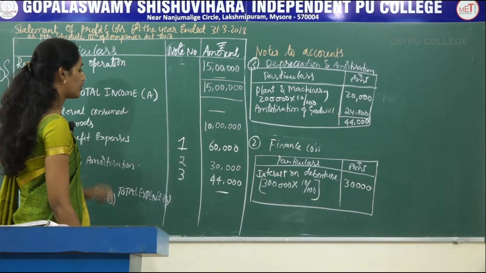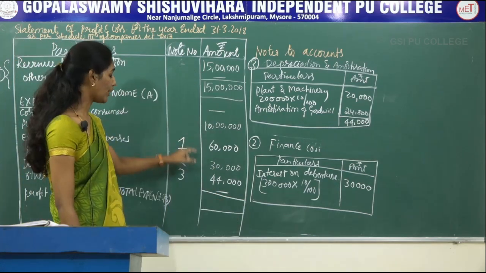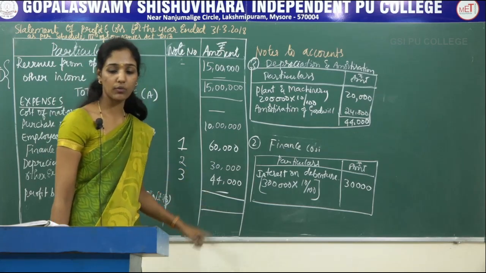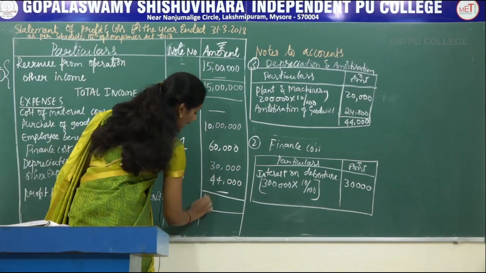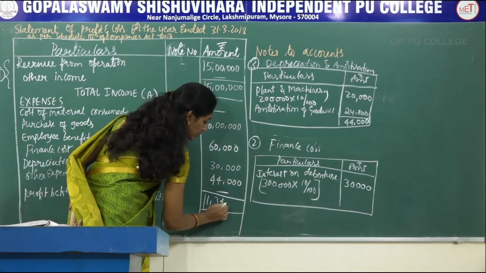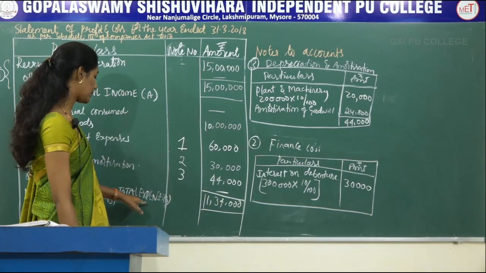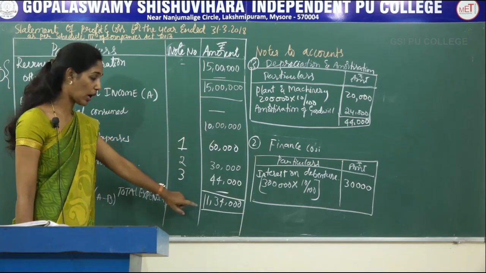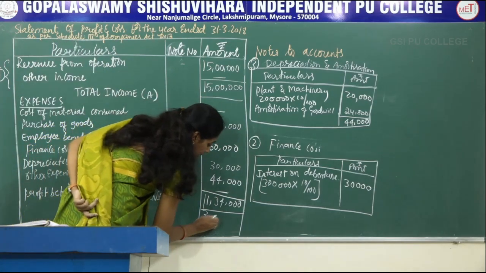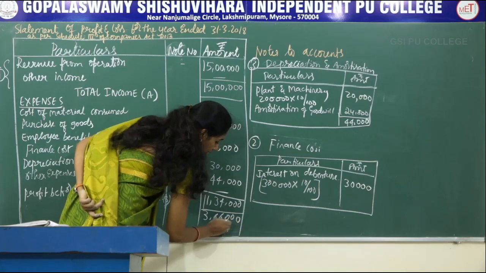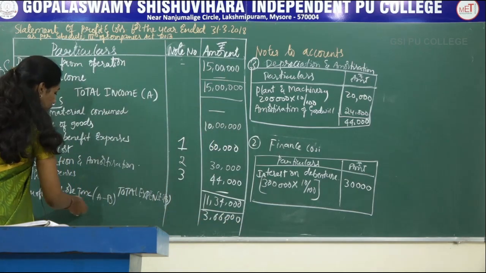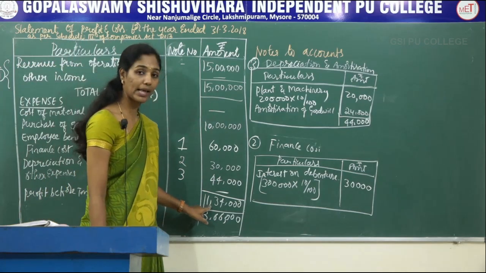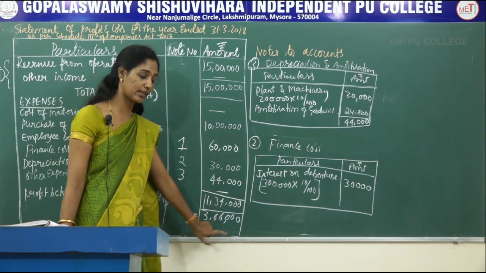So now we have to find out the total expenses. When you add all the expenses together, 10 lakh plus 60,000 plus 30,000 plus 44,000, you will get 11 lakh 34,000. Next, you have to deduct total expenses from the total income. 15 lakh minus 11 lakh 34,000, you will get 3 lakh 66,000. So it is written as profit before tax, A minus B. That is 15 lakh minus 11 lakh 34,000 comes to 3 lakh 66,000.